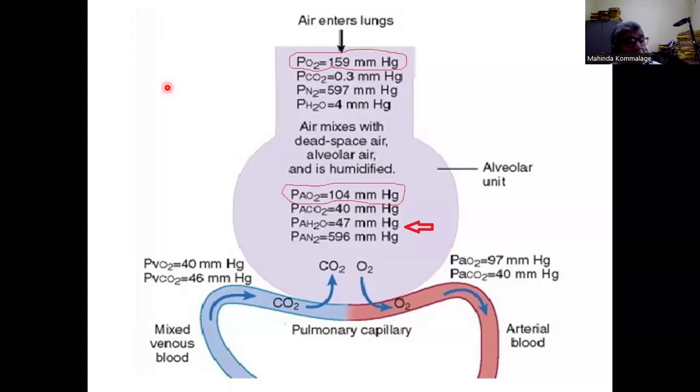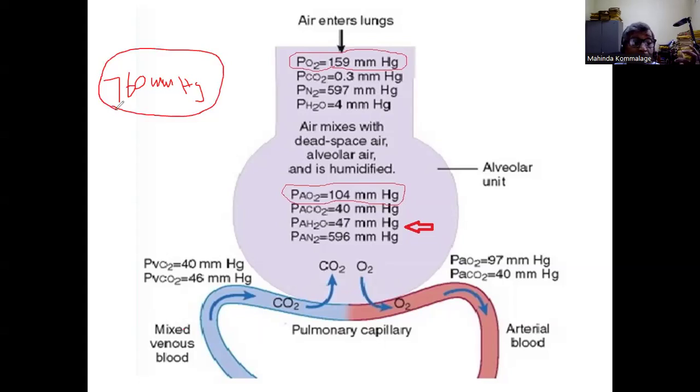760 millimeters of mercury. So that is the atmospheric pressure, the total pressure. In this total pressure, we have different components of gases, and therefore we can talk about the partial pressure.